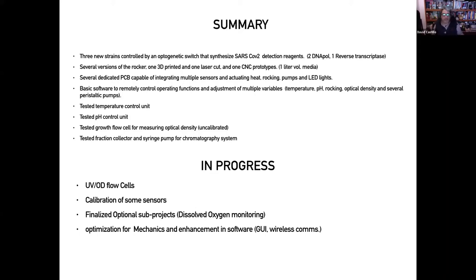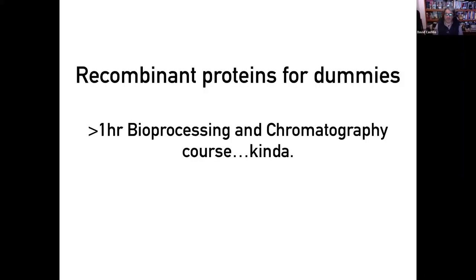What is in progress at this moment? We have an OD, optical density, flow cell that will help us measure the growth of the cells or the batches, the calibration for some of the sensors, and finalize the sub-optional project. We would also like to incorporate in the future a dissolved oxygen monitoring system for those that require growth in a fed-batch regime, and also the optimization of the mechanics and the heat bed.